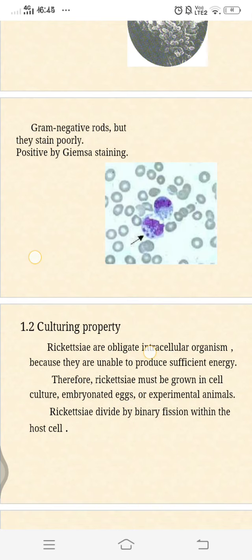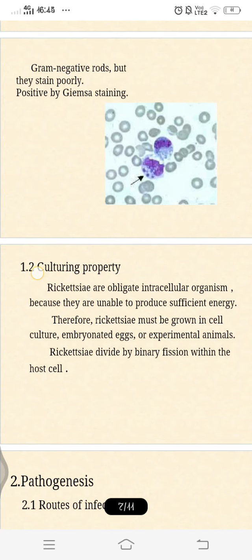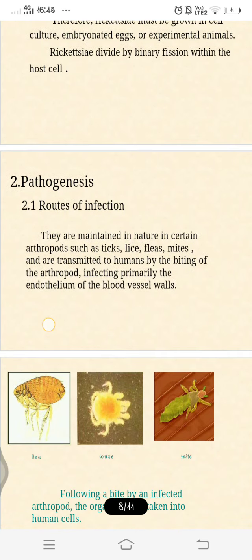Rickettsiaceae are obligate intracellular. Okay, we know this. Unable to grow on cell-free media, therefore Rickettsiaceae must be grown in cell culture. Okay, this we have completed. And coming to the pathogenesis.